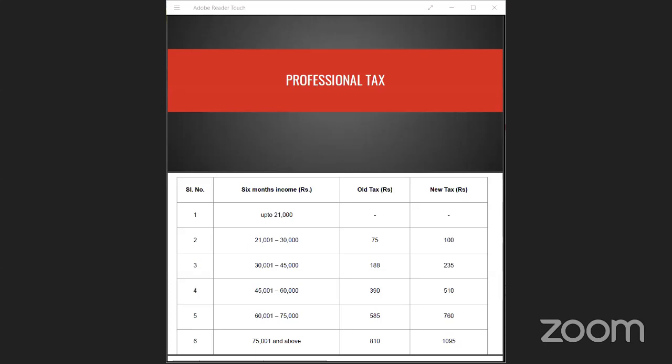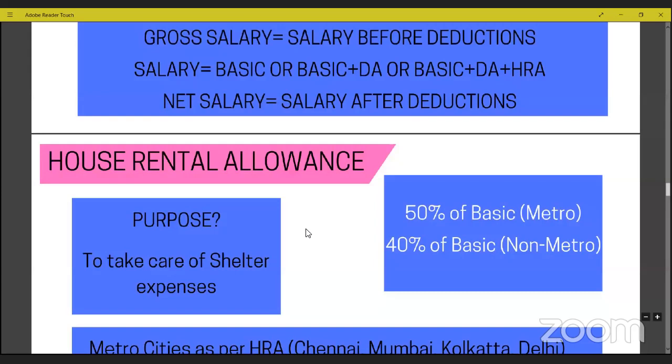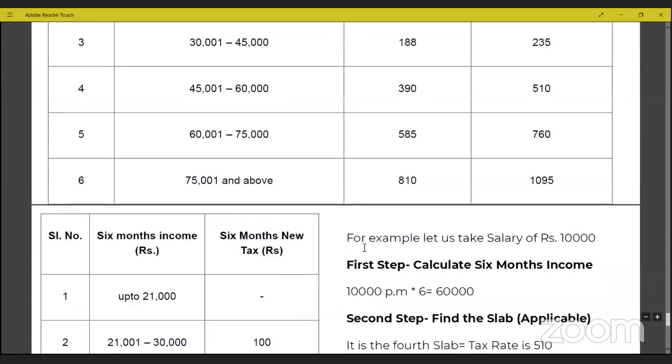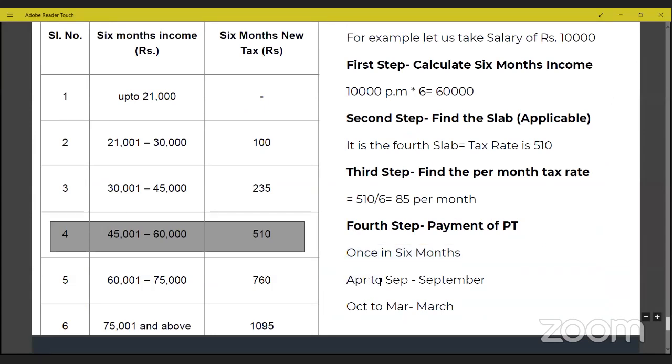In Tamil Nadu, we pay PT in 2 cycles. One cycle is once in 6 months. The first cycle is in September and the second cycle is in March. So there are two half-yearly filings. Monthly we deduct it, but the payment is made every 6 months. September and March are the dates where you pay the professional tax, 510 rupees in September and another 510 rupees in March.